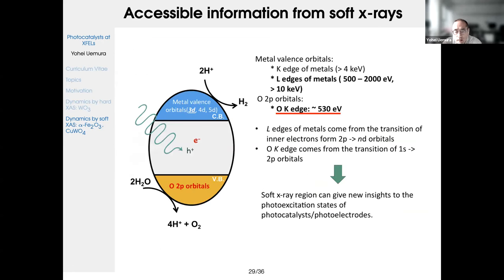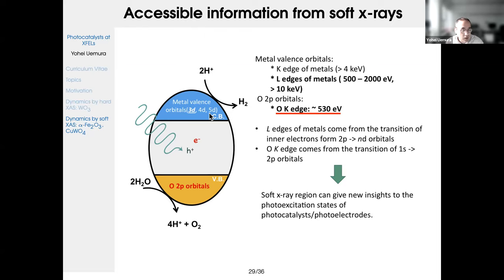Now we focus on the metal side. The metal orbitals form the conduction band of photocatalyst materials. However, if we use soft X-rays, we can measure the oxygen K-edge, or the nitrogen K-edge or the carbon K-edge. That is important for the chemistry. In particular, the oxygen 2p orbitals form the valence band of the photocatalytic materials. So if we measure the oxygen K-edge spectrum, we get new information about the electron holes in the valence band states.